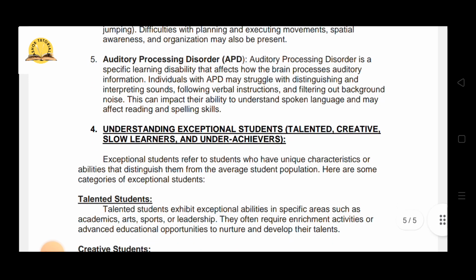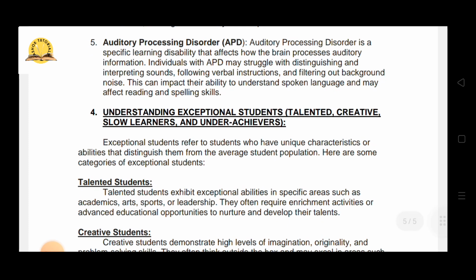Then let us see auditory processing disorder. By the word itself you understand, auditory means what? Audio, right, means sound. So auditory processing disorder, that is APD, is a specific learning disability that affects how the brain processes auditory information. Individuals with APD may struggle with distinguishing and interpreting sounds, following verbal instructions, and filtering out background noise. This can impact their ability to understand spoken languages and may affect reading and spelling skills as well.